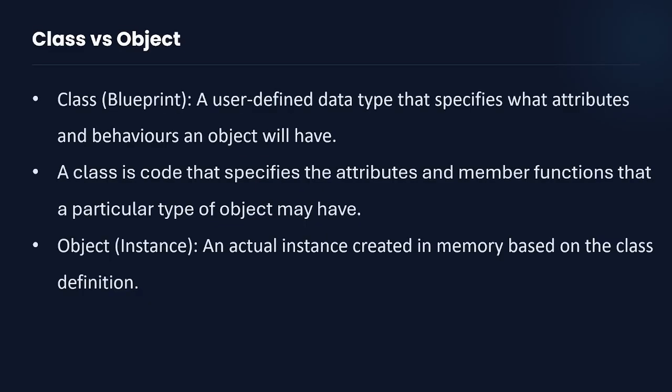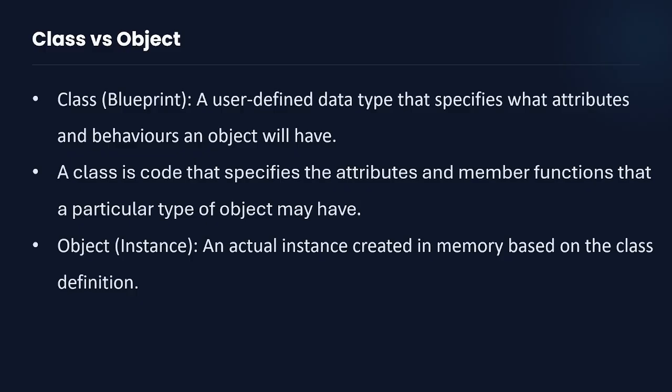So classes versus objects, right? So classes are basically the blueprint that is going to give us the structure our objects are going to have, right? So depending on the class you create, that will determine the attributes or the methods your objects are going to have. Alright, so we have a class that's going to be a blueprint, and classes are user defined data types that specify what attributes and behaviors an object will have.